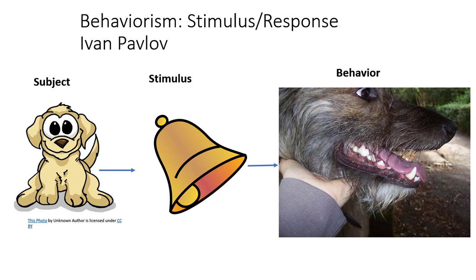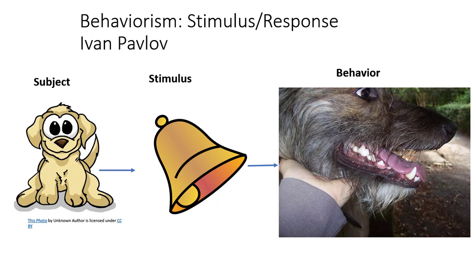Stimulus response and behaviorism tends to ignore outside influences. So things like prior knowledge and prior experiences and emotional reactions to situations are really disregarded. It's just entirely all about the behavior and whether or not that behavior is exhibited.